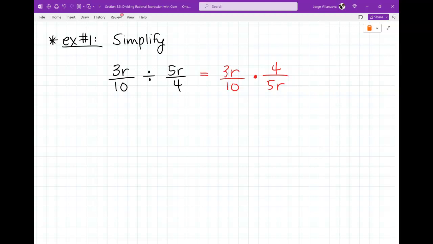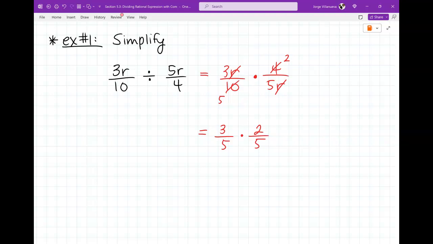Now at this point, I'm going to start to cancel. Okay, what can I get rid of? The r's, right? The r's are gone. Is there anything I can reduce? The 10 and 4, I can reduce it by what number? By 2. So 4 can be divided by 2 twice, and 10 can be divided by 2 5 times. Let me rewrite this just to clean it up. 3 over 5 times 2 over 5.